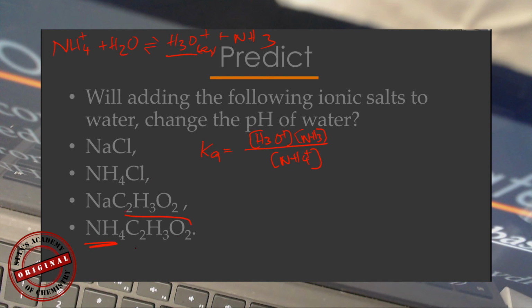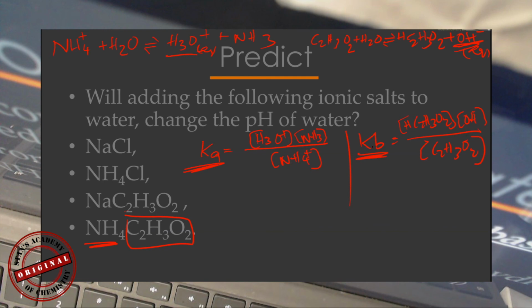Now for the acetate ions, I can write an equation similar to that. C2H3O2 negative plus H2O gives you undissociated HC2H3O2 plus OH negative. So this is aqueous, okay? Now, because there is OH negative, I can write an equilibrium constant expression, and that is going to be Kb. That's what I have. So now I have a value for Ka and I have a value for Kb.